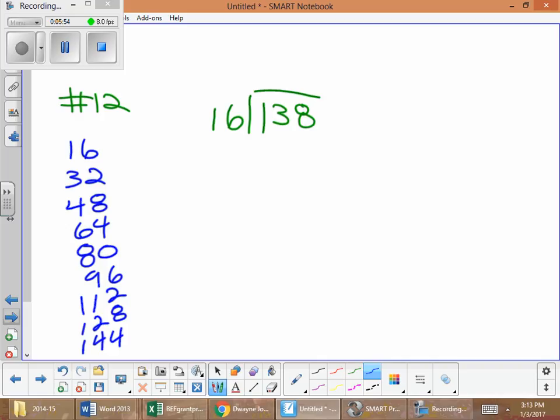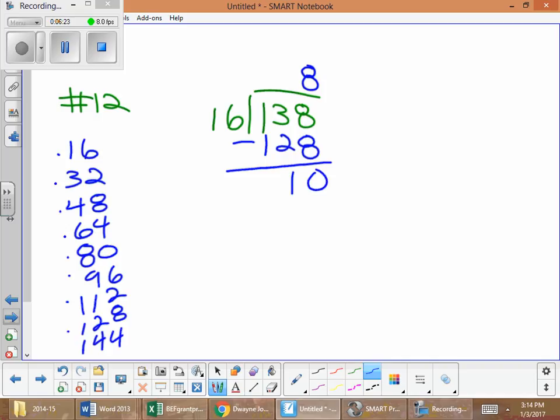So we have 16 goes into 13. It does not. 16 goes into 138. Let's go over to our list and count. 1, 2, 3, 4, 5, 6, 7, 8 times without going over. So we put our 8. 8 times 16 is 128. And we subtract. We have 0 here and 1, so we have 10.